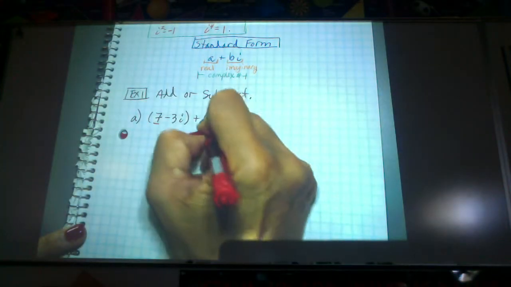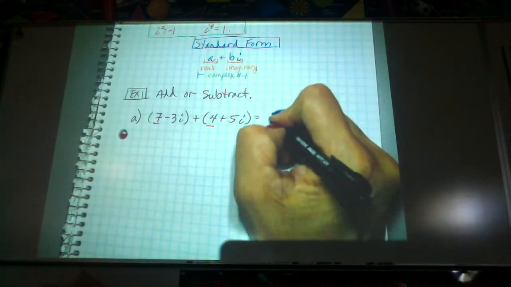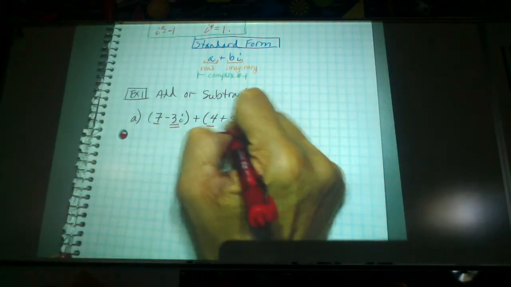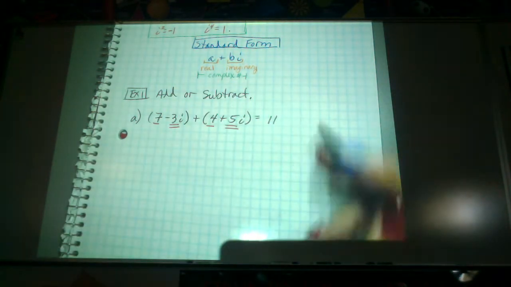So you've got the 7 and the 4 gives you 11. And then we have a negative 3i and a negative 5i. Follow your integer rules.